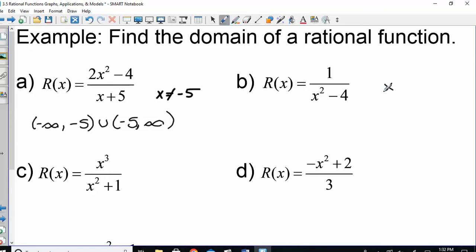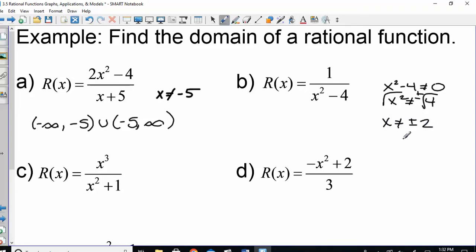B. I want to know what makes the bottom 0 for this one. We know that x squared minus 4 cannot equal 0. So x squared can't be 4. Get rid of a square, you square root, but that puts a plus or minus. So it's x cannot be positive or negative 2.